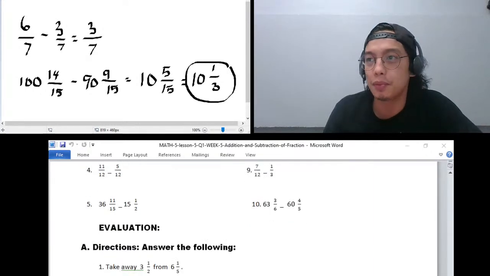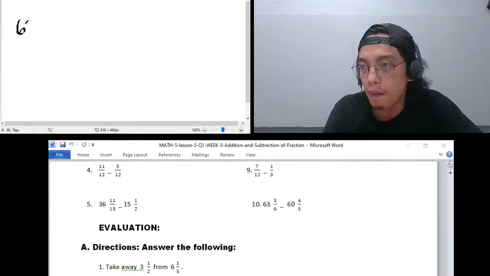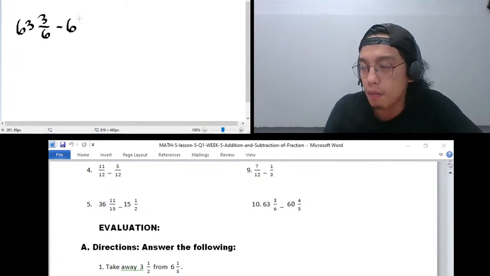Okay, let's try to look for the others. Let's try number 10 upward. Here we are at number 10. Right, 63 and 3 over 6 minus 60 and 4 over 5.